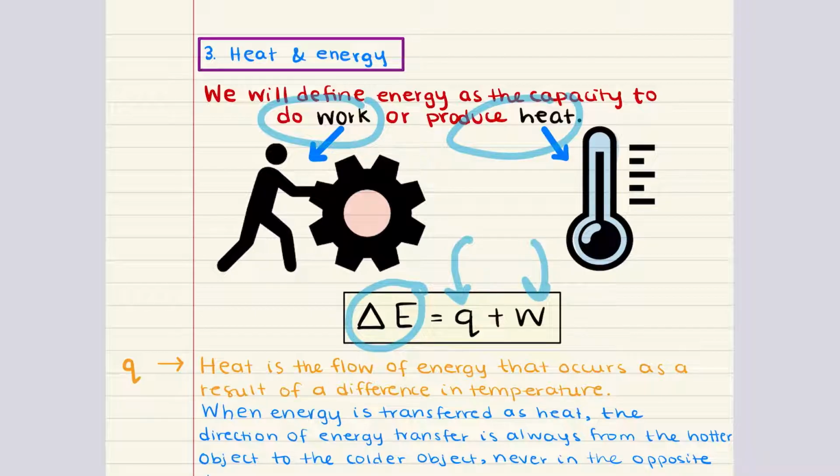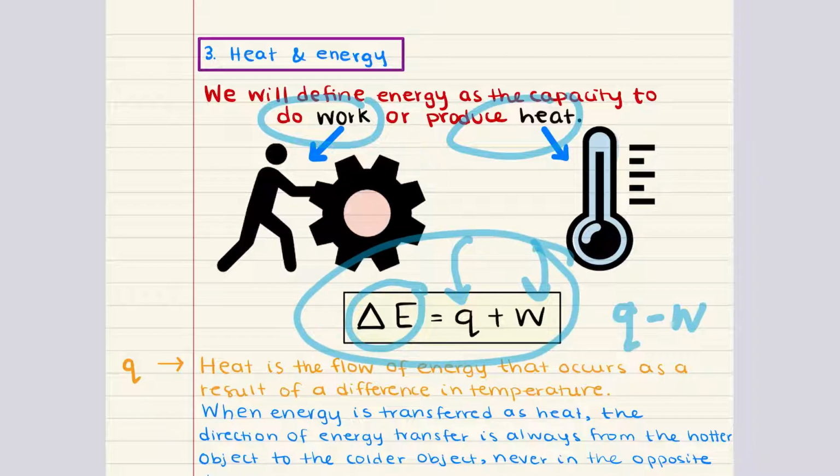Now you may also see this written as Q minus W. This kind of expression contains the same information. The difference is in how you define the signs for heat and work. We're going to stick to this expression right here, and we're going to define the signs for heat and work properly here in 1 second. But let's talk about heat and work.